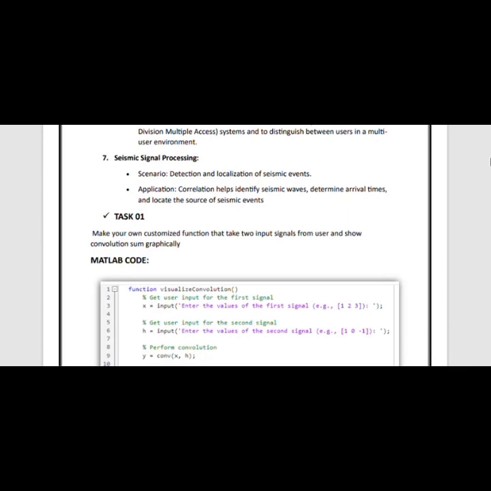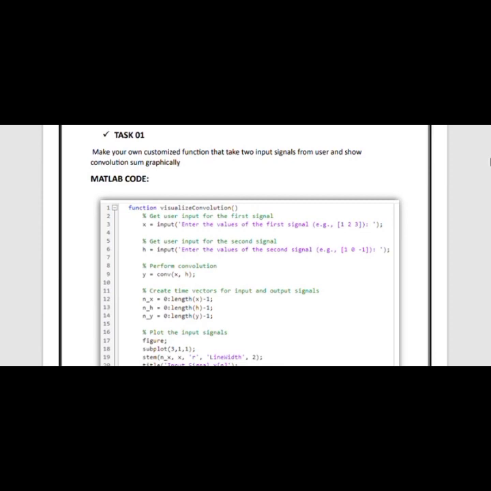While the key applications and scenarios are communication system, radar and sonar, image processing, biomedical, and control system, semantic signal processing, and their scenarios and applications as shown below.